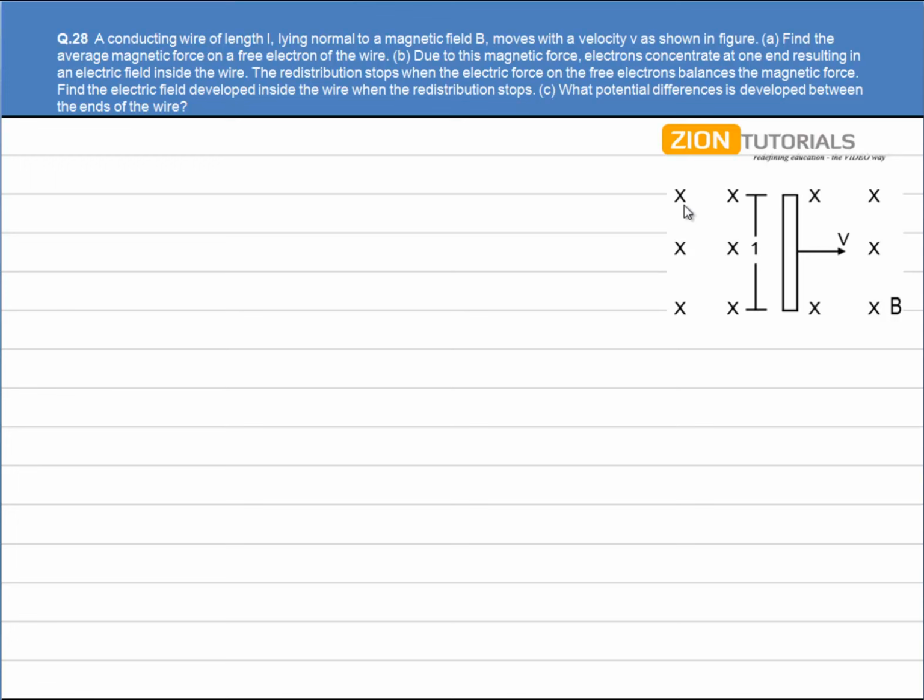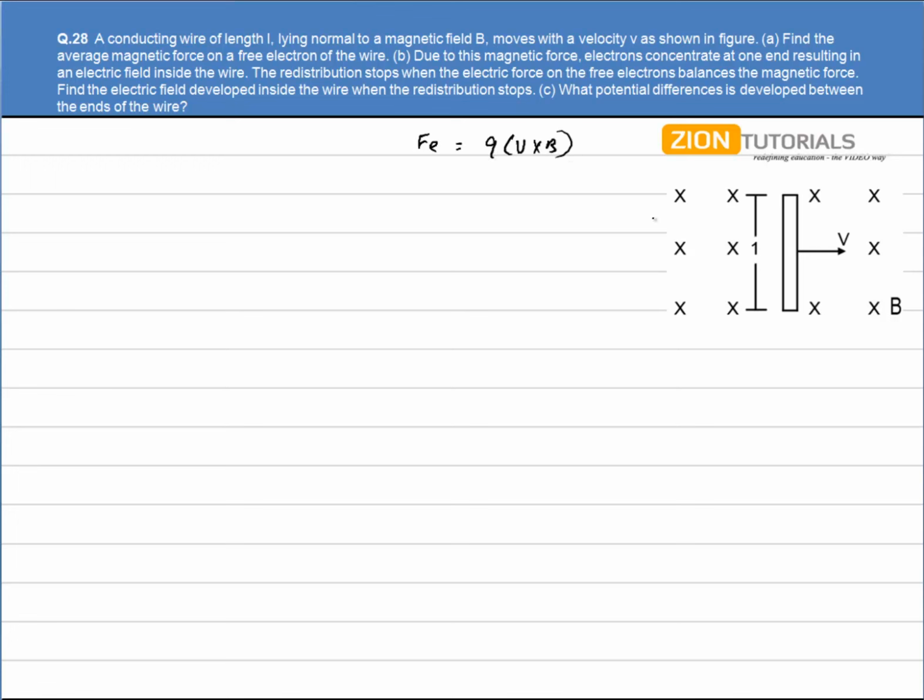Now first of all, what is happening is, let's say this is my rod. Now clearly there are protons and electrons inside this rod. So the rod is moving with a velocity v. There will be force on the electron as well as proton, and the force will be equal to qv cross B. So force on electron and proton is given by q into v cross B.